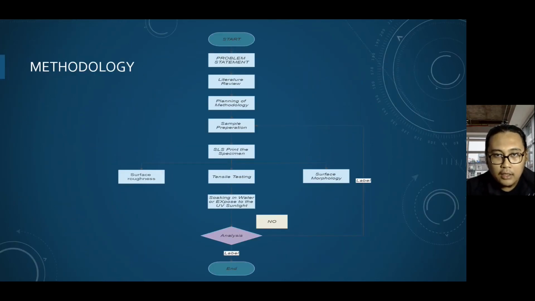For methodology, we start from the problem statement, and then we do the literature review and planning of the methodology. Then sample preparation, then SLS prints the specimen, then we divide into three: surface roughness, tensile testing, and surface morphology, then soaking in water or exposure to sunlight. Then we analyze. If failure, we repeat the procedure from sample preparation.